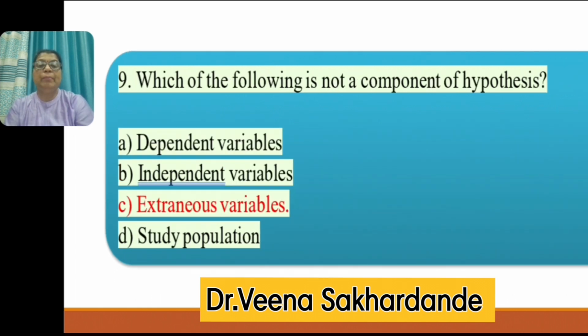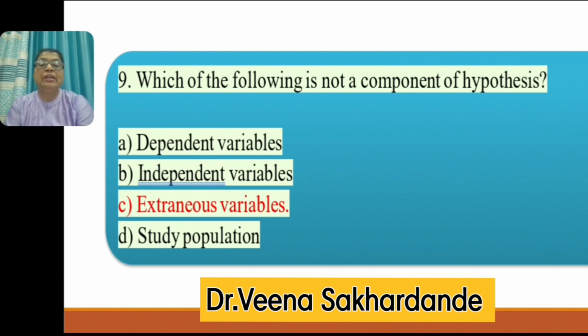Next is MCQ number 9: which of the following is not a component of hypothesis? So we say the hypothesis is based on the dependent variable. As I said, it has the dependent variable, independent variable and then the study population. But the extraneous variable always comes under the demographic variables like age, education, sex, occupation, gender and all these things.